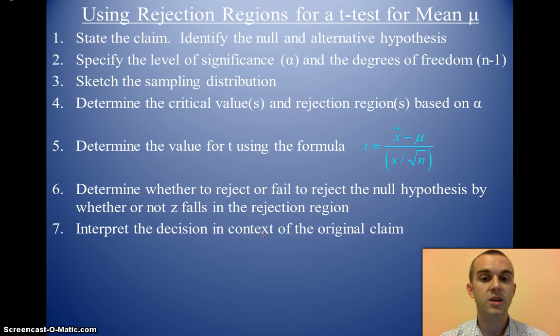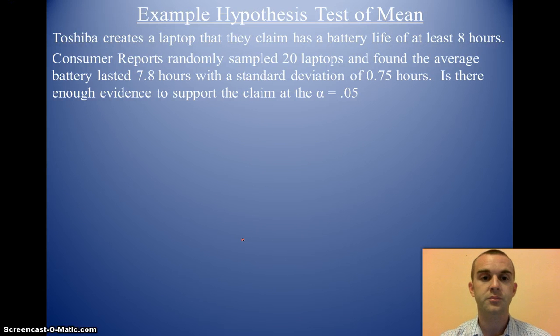Then we use the data we're given to put together a t-statistic that we test to see whether or not it falls in the rejection region. If it falls in the rejection region, we reject the hypothesis. If it does not, we fail to reject. And then we interpret our decision based on the context of the claim.